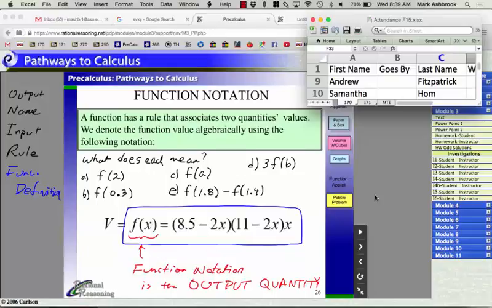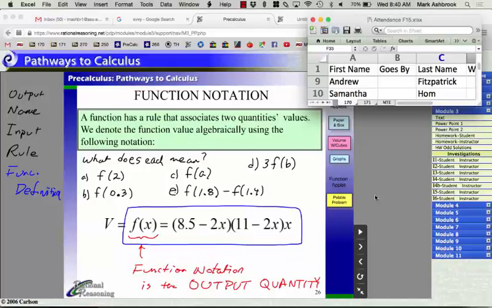It's the length of the square cutout. F of 0.3 is the length of the square cutout. No, okay, you guys. So the function notation is the output quantity. Function notation represents or equals the output quantity when this is the input quantity.